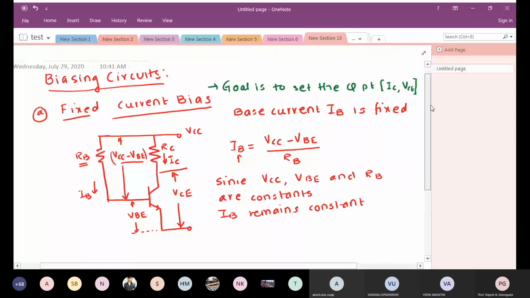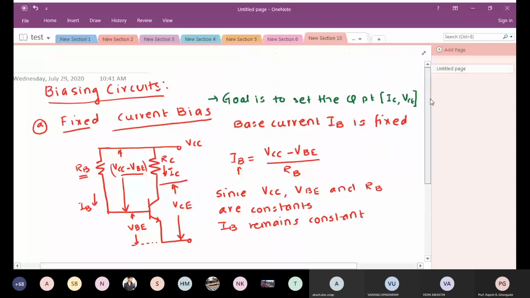Please remember, our goal is to set the Q point, IC and VCE, and at the same time there is one more additional thing, that this should not change. IC and VCE should not change. Of course, if I apply signal, then it doesn't remain a Q point at all. Alright. So my goal is, in DC conditions, when there is no signal, this Q point should not shift. And so IB remains constant.